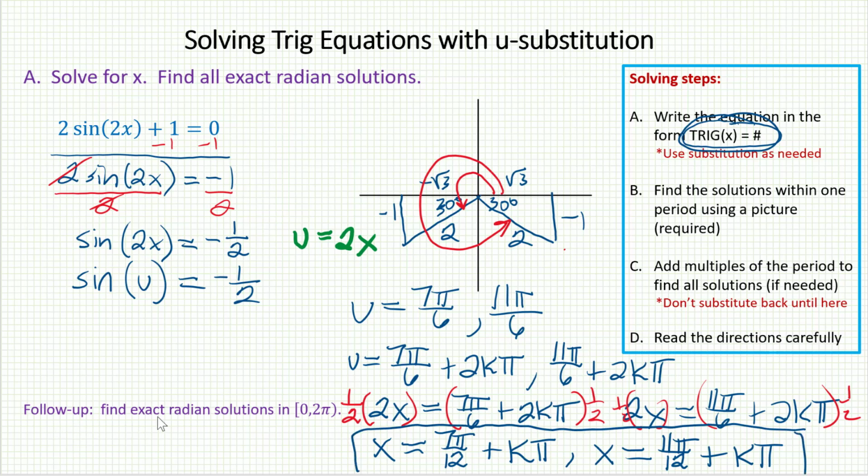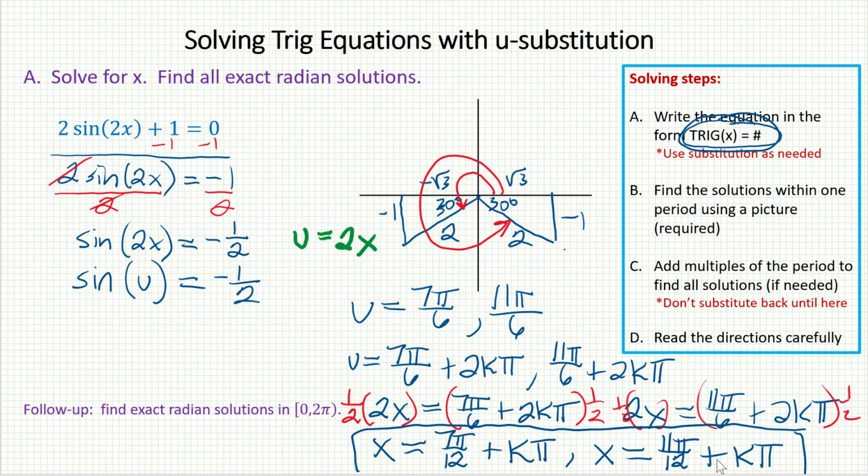Now here's a follow-up question. What if I didn't want all the solutions? What if I just wanted the solutions within 0 to 2 pi? You say, well, didn't we find those already? The 7 pi over 6 and 11 pi over 6? No. Those were u values. I want all the x values within 0 to 2 pi. This is why it's so important that you don't go back to x until after you've done the multiples of the period thing.